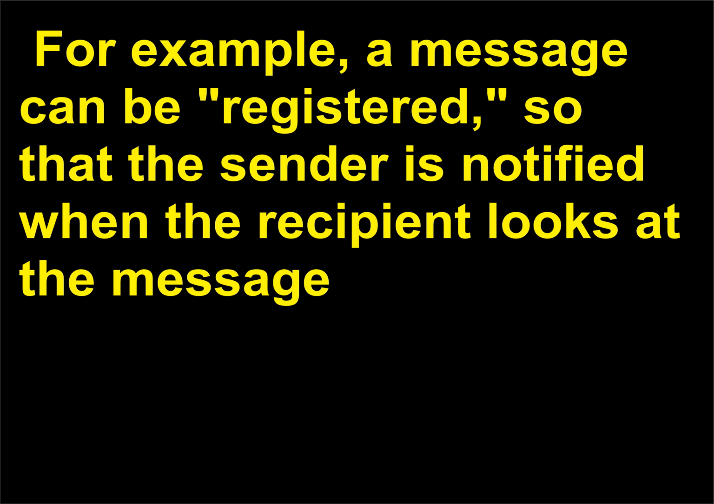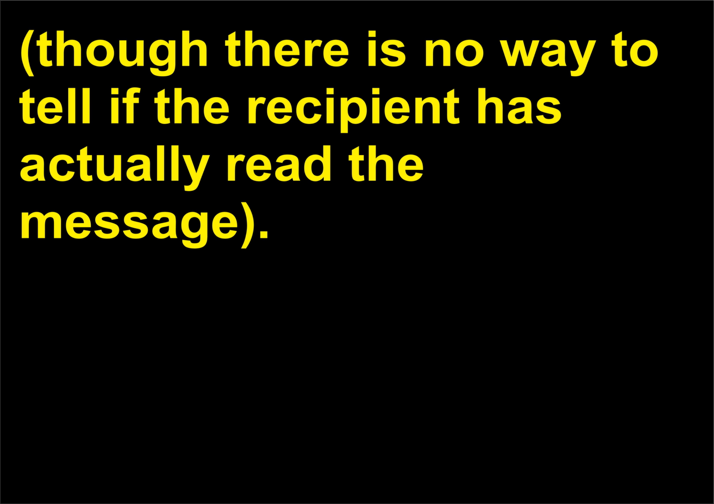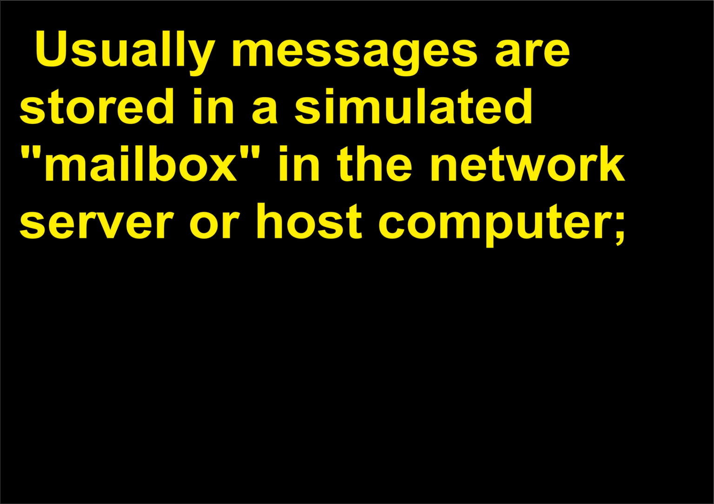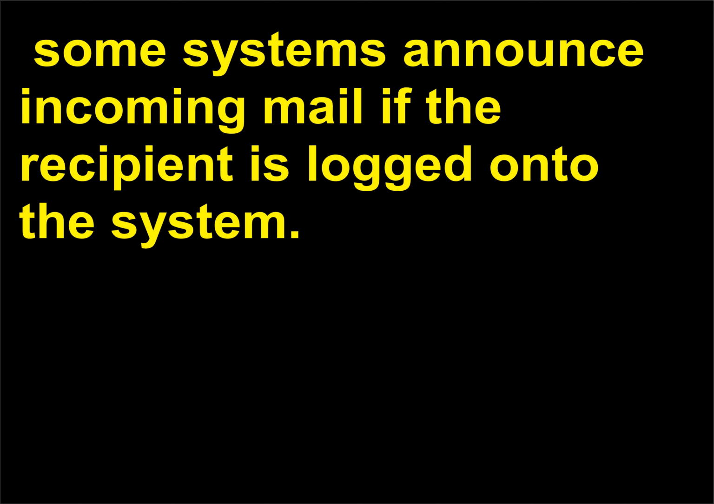For example, a message can be registered, so that the sender is notified when the recipient looks at the message, though there is no way to tell if the recipient has actually read the message. Email messages may be forwarded to other recipients. Usually messages are stored in a simulated mailbox in the network server or host computer. Some systems announce incoming mail if the recipient is logged onto the system.